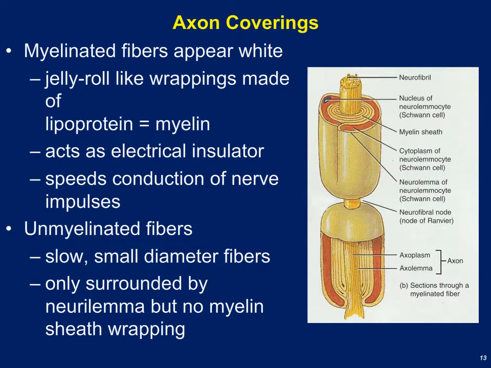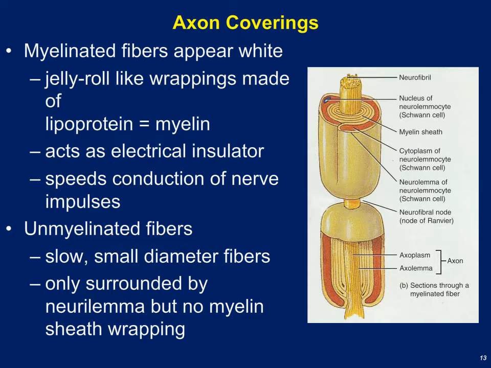So within the CNS and PNS, we can have both myelinated and unmyelinated fibers. Now the myelinated fibers obviously are wrapped by either oligodendrocytes in the CNS or Schwann cells in the PNS around those axons. And again, they're there to help speed up the velocity of the nerve impulses. And we'll talk about how that happens in just a few slides.